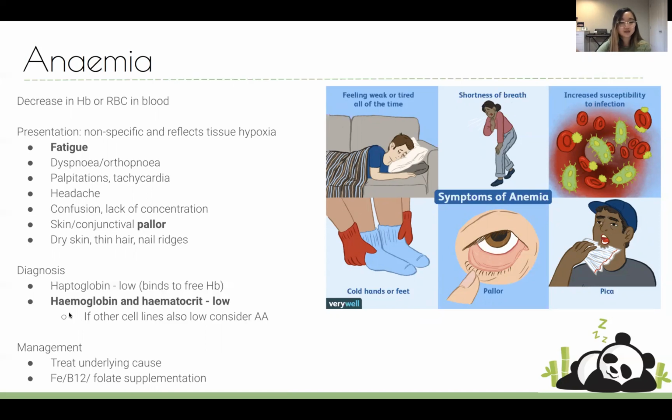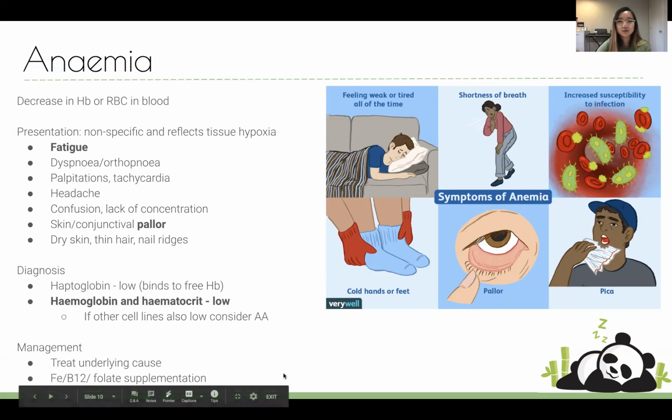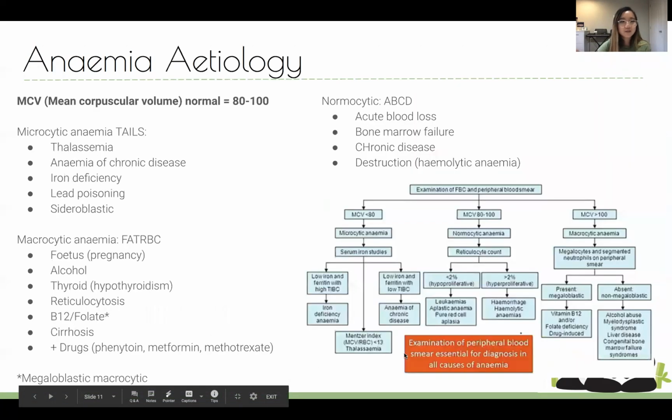The way to diagnose it is with an FBE or a full blood count, and that'll show that your hemoglobin and hematocrit, which reflects your red blood cells, are low. If other cells are also low, consider aplastic anemia, like we mentioned before, and you treat the underlying cause. So we'll go through the causes now. You sort them into 3 groups, essentially.